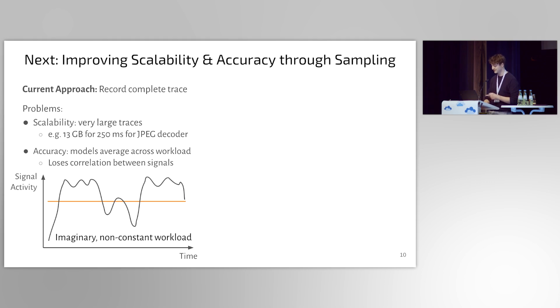The first one being scalability. So collecting a circuit signal trace over this whole time span means a lot of data. And for the JPEG decoder, for decoding a single image, I was simulating 250 milliseconds and got a 13 gigabyte trace file for that. And second, this has huge implications for accuracy. For the validation that we saw earlier, this works since the workload is pretty constant. However, generally the activity of signals on hardware accelerators can significantly change over time due to our workload.